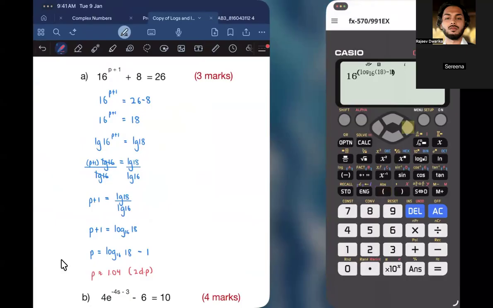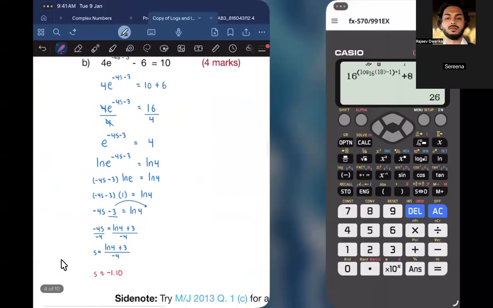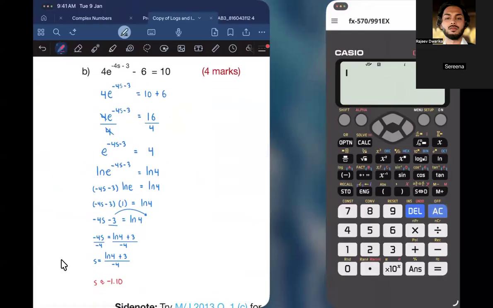Then I'm going to put plus 1, because it's P plus 1 as the power, plus 8. So when I press equal, what am I supposed to get? Tell me, Serena. 26. Maths is very cool. Big up maths. We get 26. Nice.